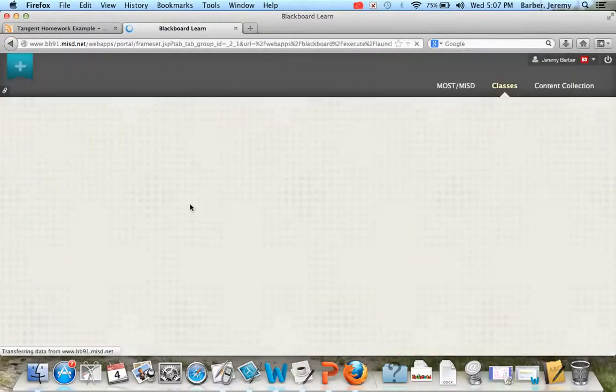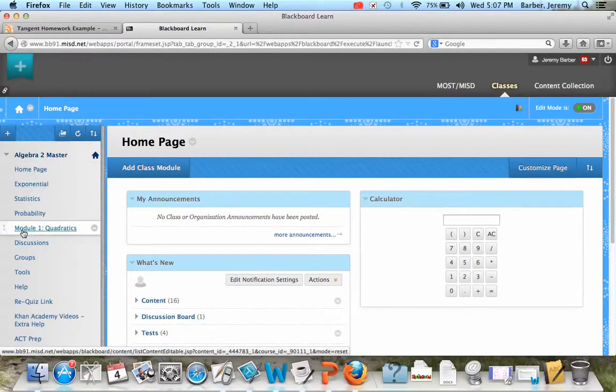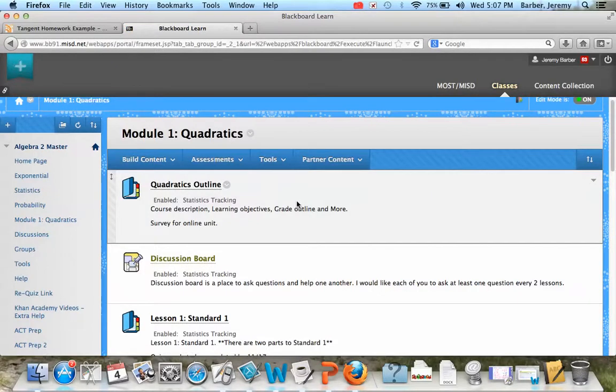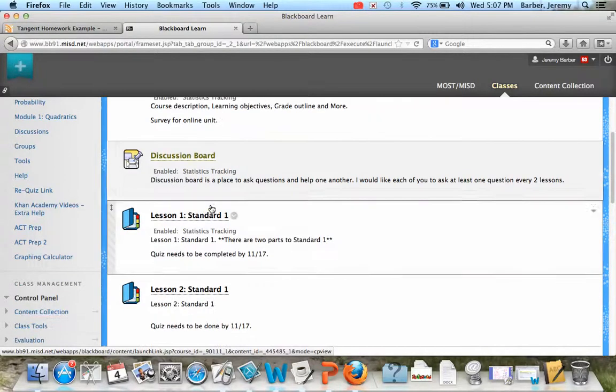So here is my Algebra 2 class. I have all 3 of my Algebra 2 classes tied into one Blackboard. That's something that you can do through your ISD. So right now we are working on quadratics. So here's my module 1 for quadratics. I have the outline that they can see, and a discussion board where they can post questions, or if we need to discuss something, we can discuss it in there. That way we're not talking out loud. Kids have great discussions when they're not afraid to speak.